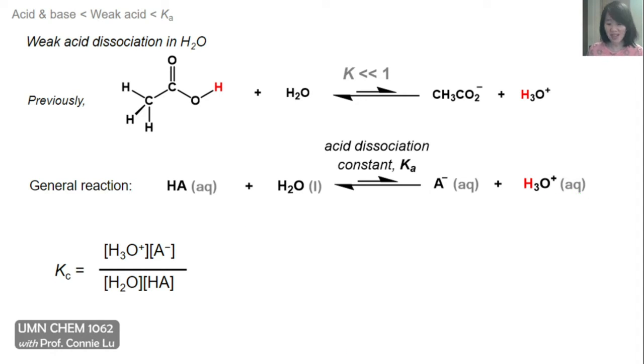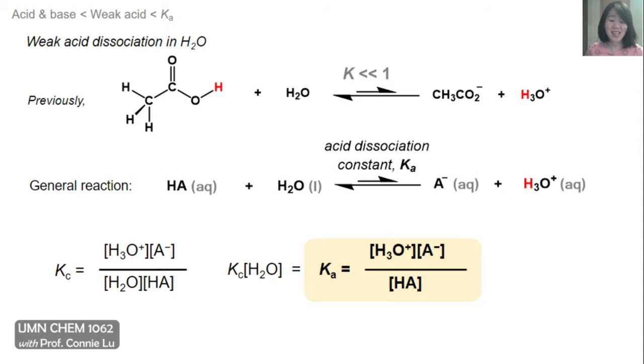So to simplify this equilibrium expression, I can remove water, leaving behind the hydronium ion and the conjugate base over the weak acid concentrations, and that is now called Ka. So characteristic of a weak acid is that Ka is indeed very small. And what that means then is very little product will be generated, so the concentration of hydronium will be very low. Now let's talk about Ka in a more quantitative way.